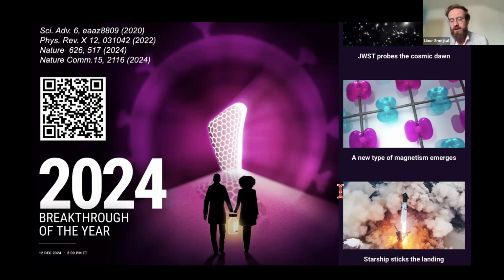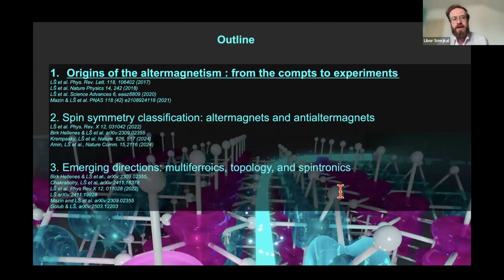So with this, let me show you the outline of my talk, which is divided into 3 parts. In the first part, I will tell you about the origins of altermagnetism, and I will overview very briefly the first experiment, because it was already explained beautifully by Jairo. In the second part, I will show you the spin symmetry classification, and how this led to the identification of altermagnets, and I will explain what anti-altermagnets are. And finally, in the third part, I will show you some emerging directions in the fields of multiferroics and topology, and finally, I will come back full circle to the original incentive from spintronics. I will close with the spintronics applications, which we now have thanks to altermagnets.